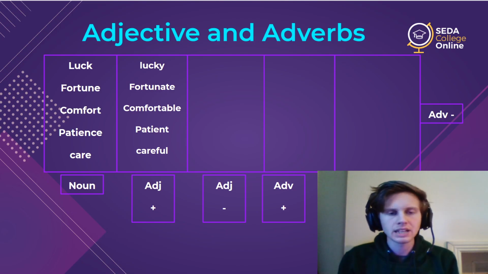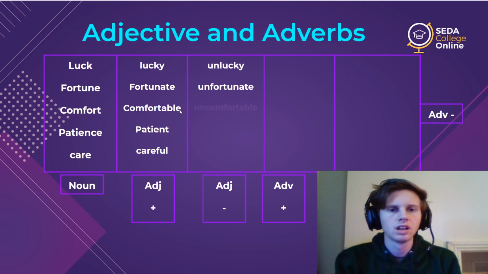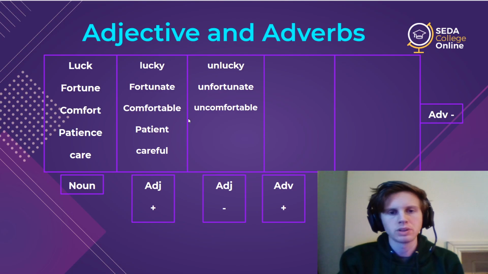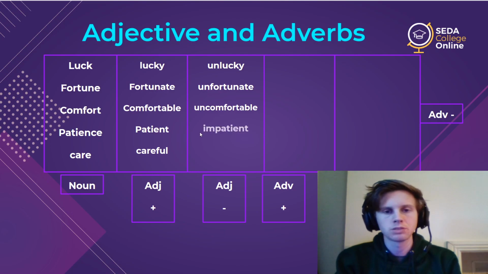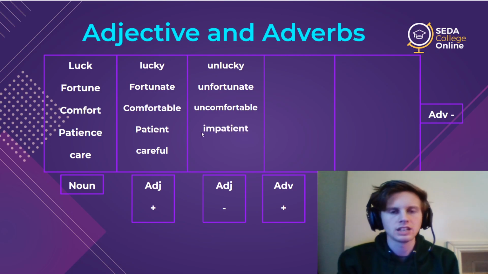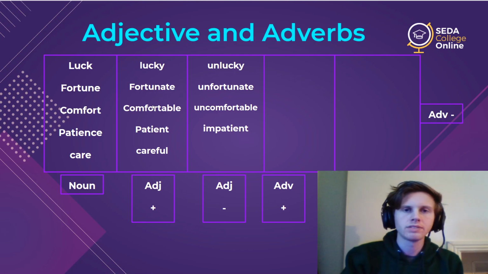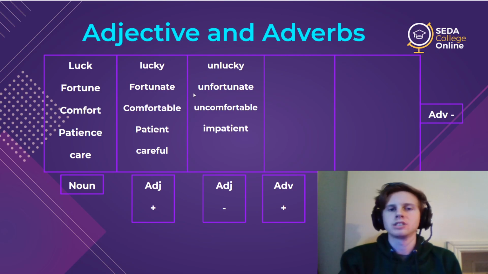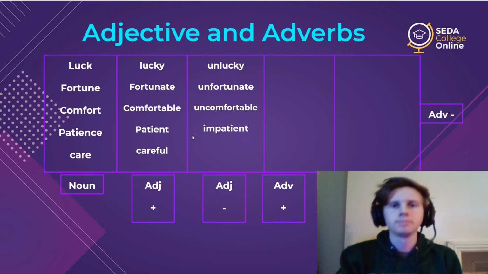However, to make them negative, it's a little simpler. So to make the negative adjective, for most, you take the adjective and add un. So unlucky, unfortunate, uncomfortable. And we'll add a prefix here, a negative prefix for most adjectives. You might know patient is a little different because we have impatient, so we have a different negative prefix. But this is the system for most adjectives. So you have the positive adjective, and then to make negative, you add some prefix like un or im.